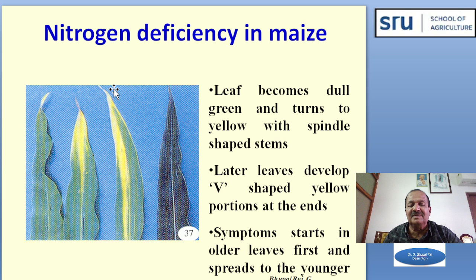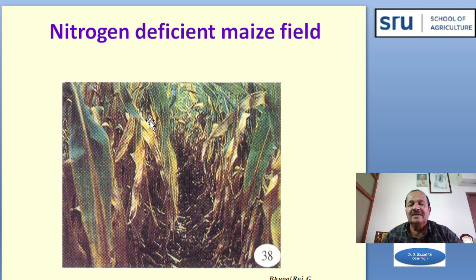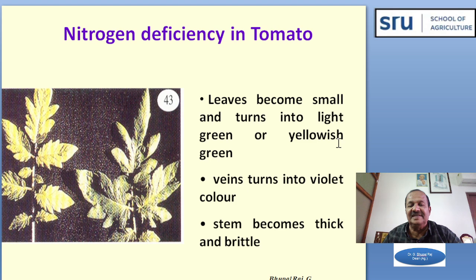They start from the older leaves, not in younger leaves. They will start from the older leaves first and then spread to the younger leaves. So these are the main symptoms of nitrogen deficiency in maize crop. This is how it looks from a distance, the nitrogen deficiency in the maize field.